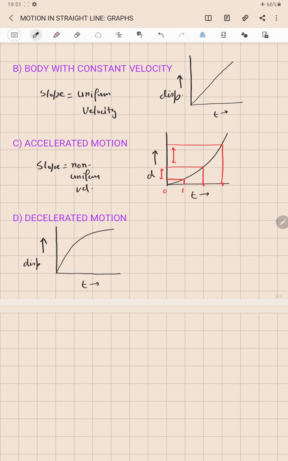But if it is a uniform acceleration, sorry, uniform retardation, for the uniform retardation the graph will be a straight line with a negative slope. So the slope is negative and it is indicating uniform retardation.